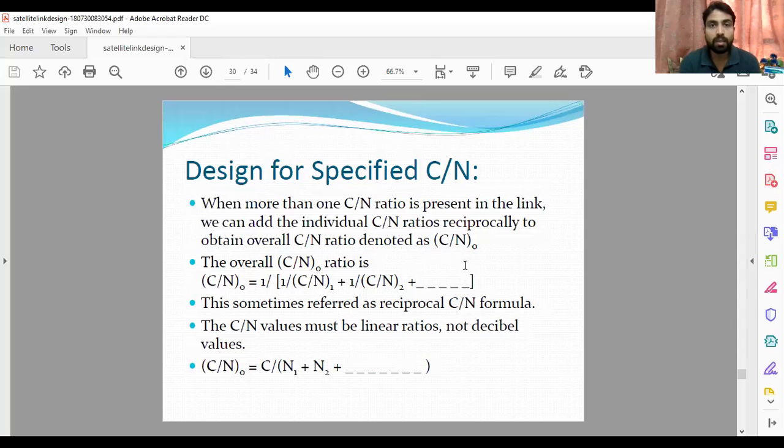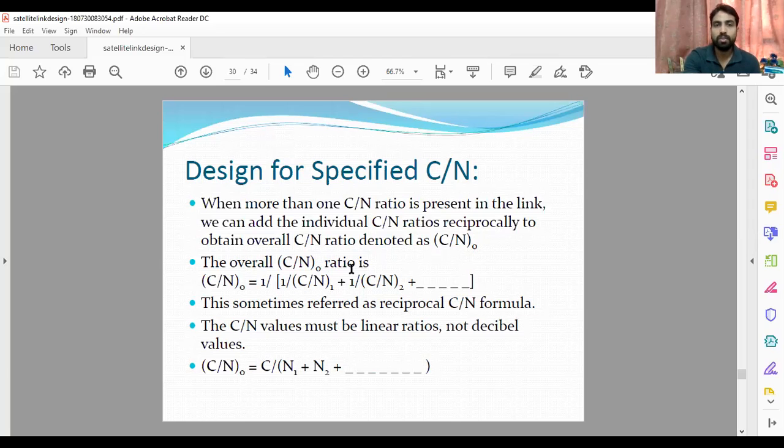So while you are talking about it, you have to go for this. If you see here, when more than one C/N ratio is present in the link, it might be possible that within the link you have a number of choices, a number of options. In this kind of situation, we can add them individually. So this is giving you a choice of how you can combine the C/N ratios reciprocally to get the overall C/N ratio.